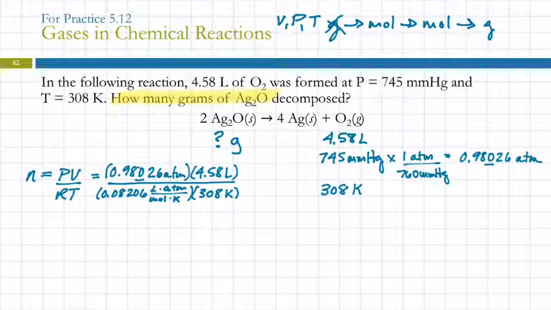So I need to be careful when I do this on my calculator. 0.98026 times 4.58 divided by 0.08206 divided by 308. And this is giving me 0.17763 moles.